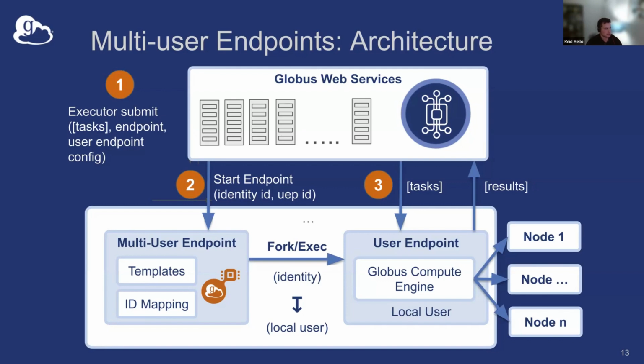At this point, we do a number of things, including we fork exec the process. We basically fork the process, we do identity mapping, we drop privileges, we resolve the template, and we then exec the process to launch the user endpoint. And this is all within user space. The user endpoint operates just like a single user endpoint that I just covered before. So it's going to launch nodes, et cetera. And at this point, the user endpoint has a direct connection up to our web services to pull down tasks and submit results. Yeah, I don't think there's much more to cover on that.